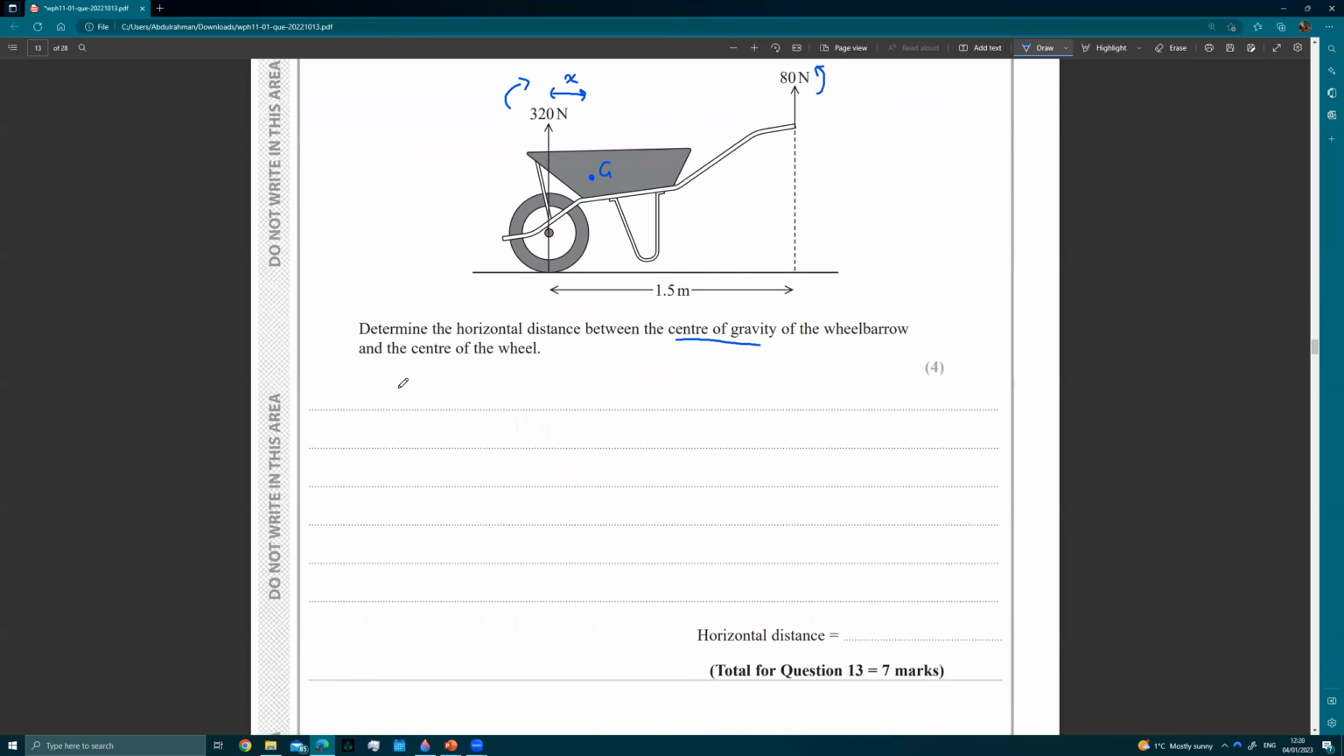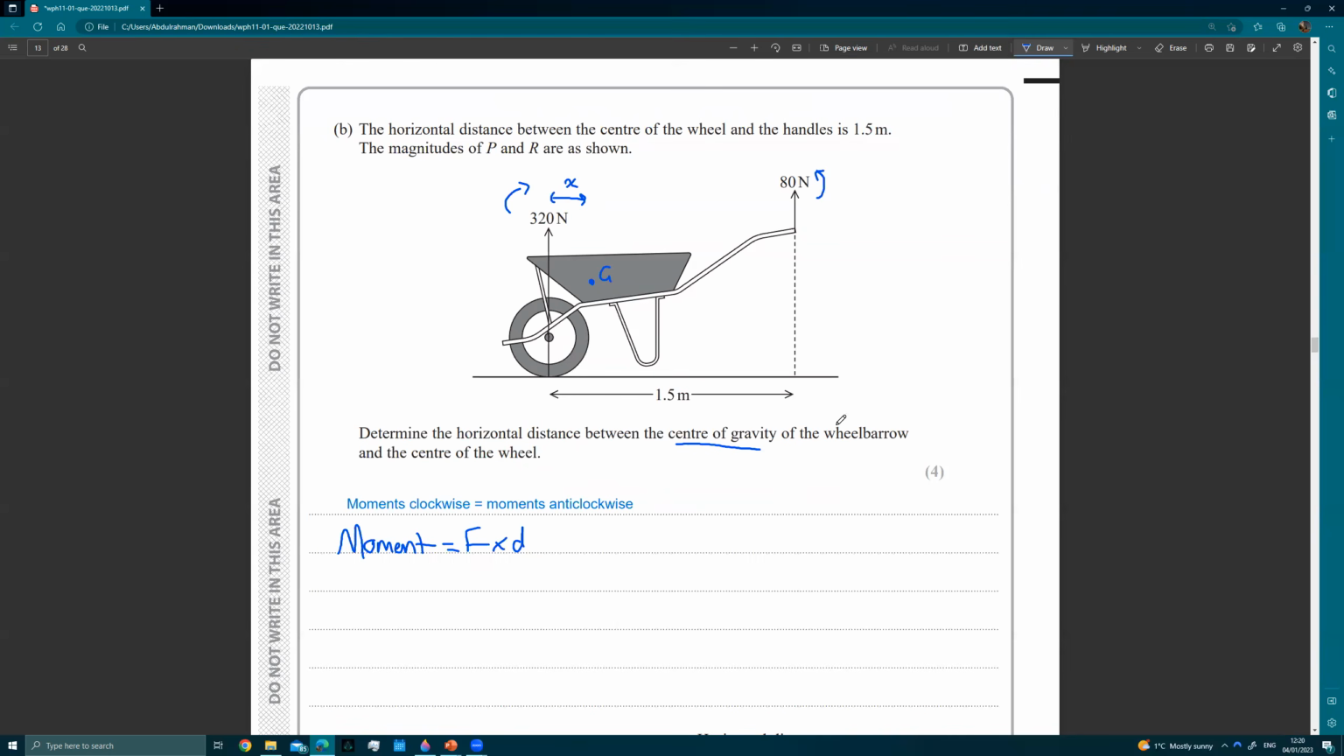So let's start off by saying moments clockwise equals moments anti-clockwise. And then we'll define what a moment is. We're going to say moment equal to force times distance. This alone should score you some marks. And then if you plugged in any random values, you'd also get some more marks. So even if you don't know what to do, always start a moments question like this.